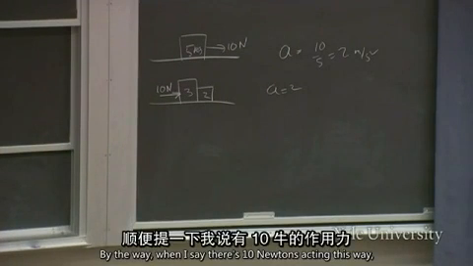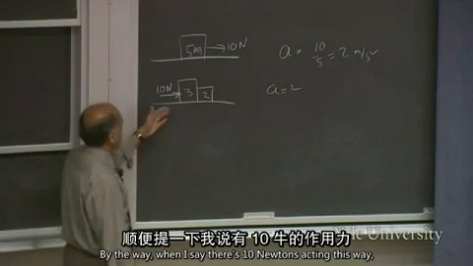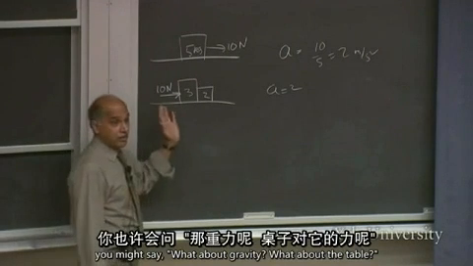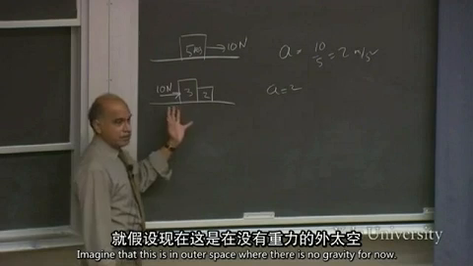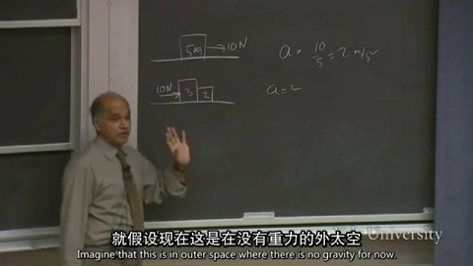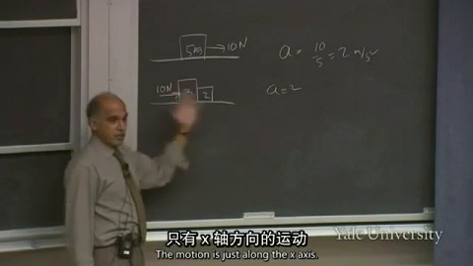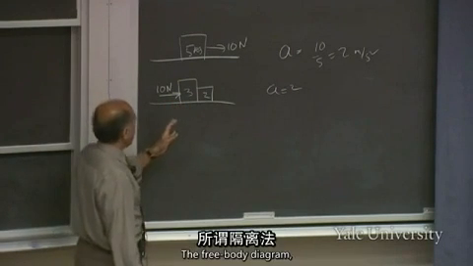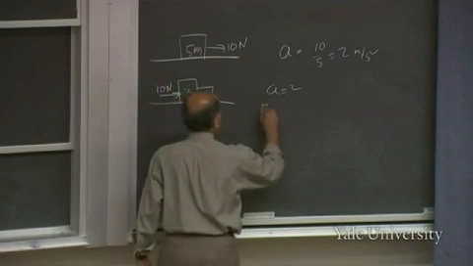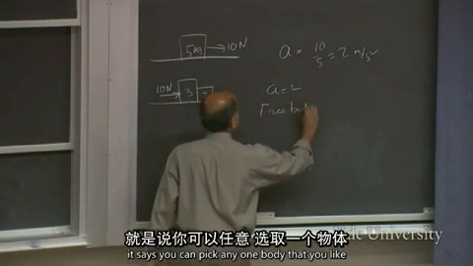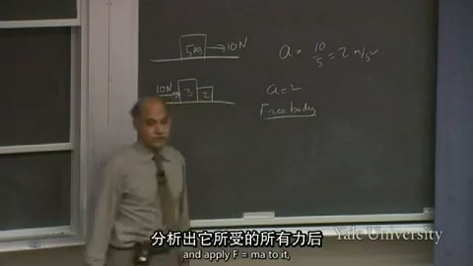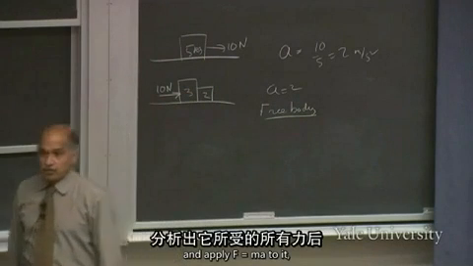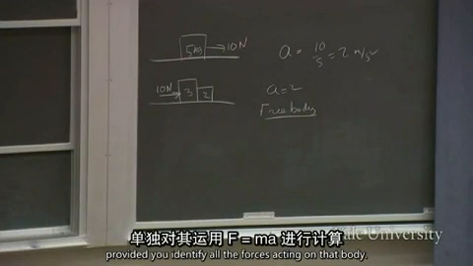By the way, when I say there's 10 newtons acting this way, you might say, what about gravity? What about the table? So imagine that this is in outer space where there is no gravity for now. So the motion is just along the x-axis. So the free body diagram says you can pick any one body that you like, and apply F equal to ma to it, provided you identify all the forces acting on that body.